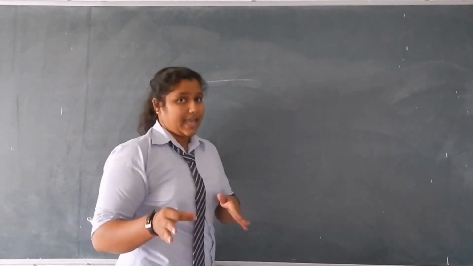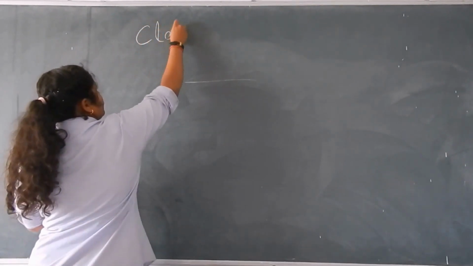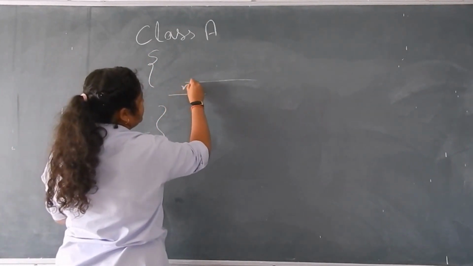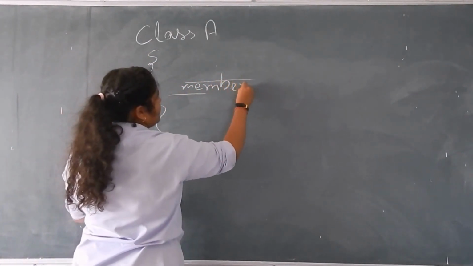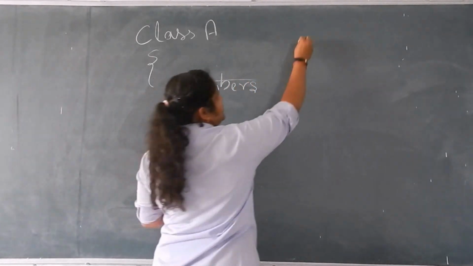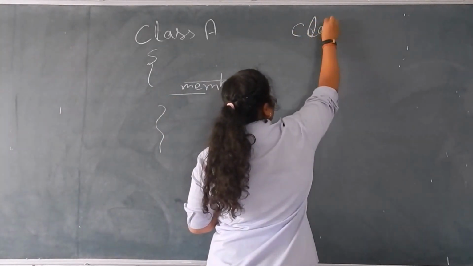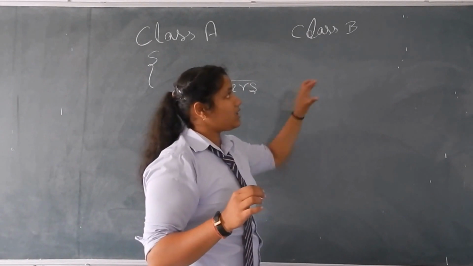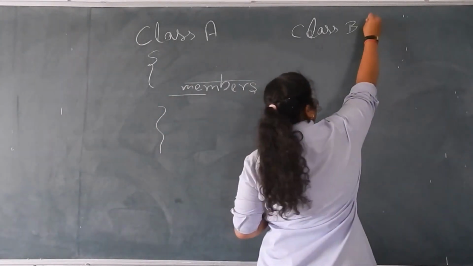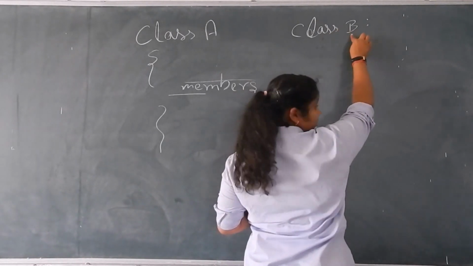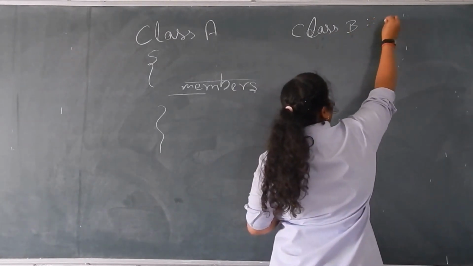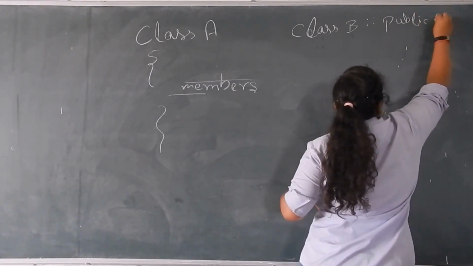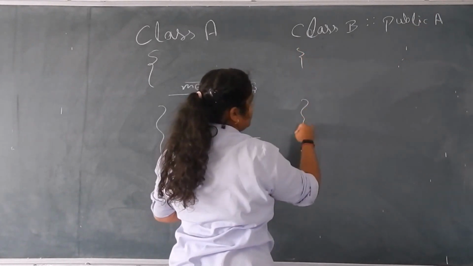Say there is a class A, which contains all the members. Now there is a class B. We can derive a class B from A like this. I have to write class name, scope resolution, specifier, then base class.